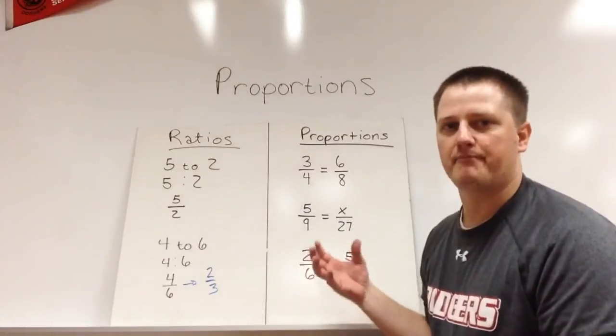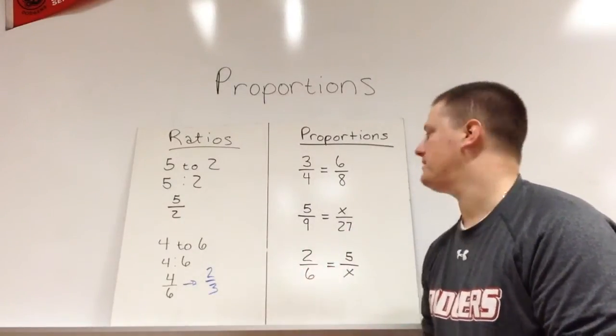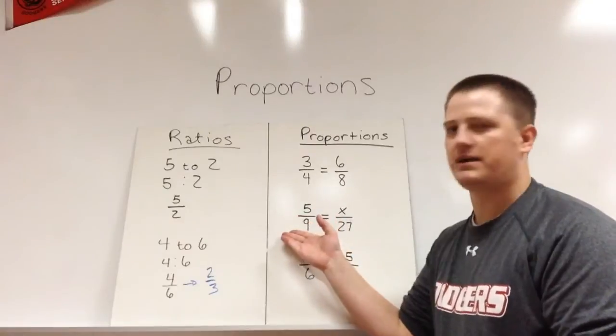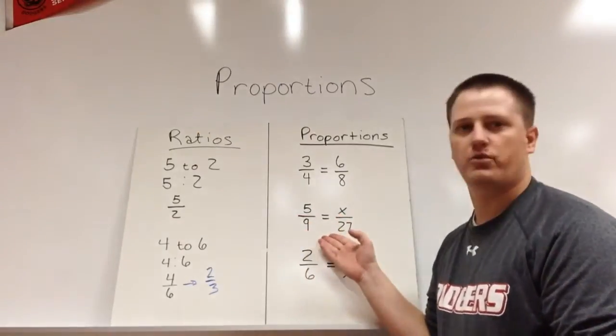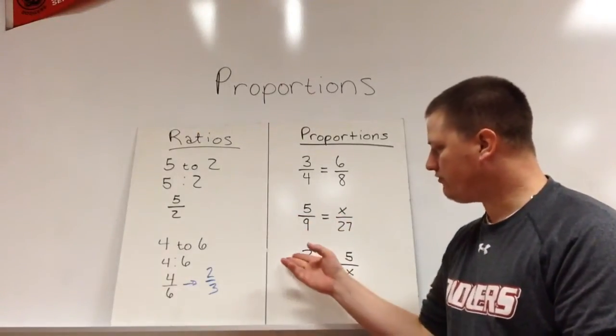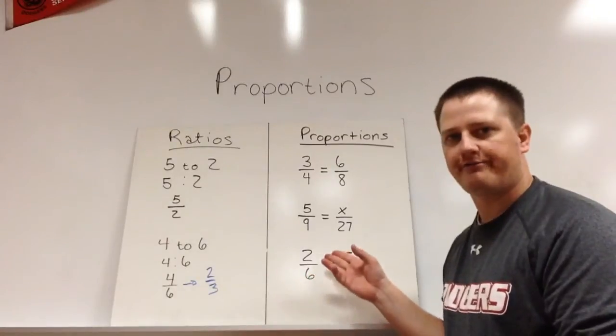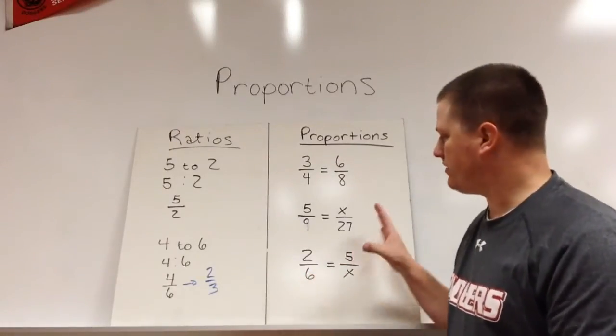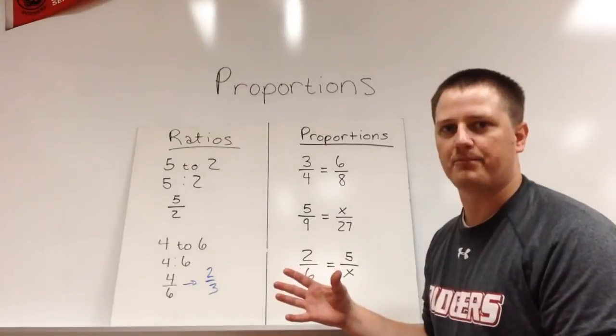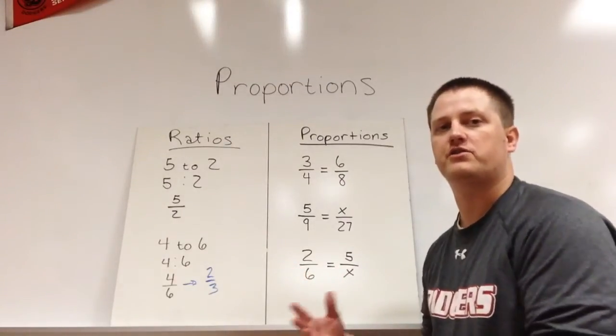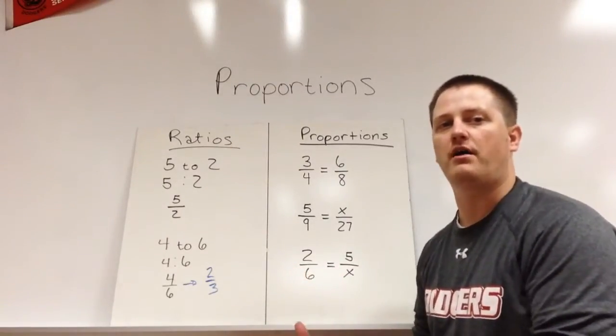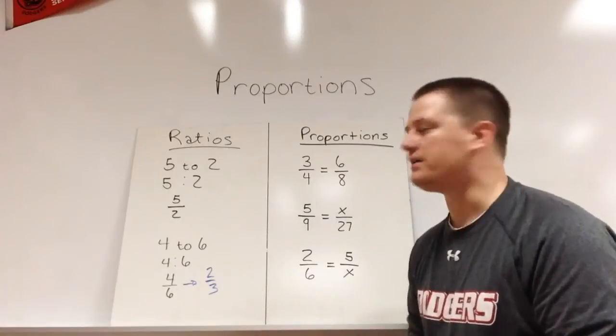Then we can also have missing numbers, which we would then solve for the missing numbers. So in this case, we have 5/9 equals x/27, and 2/6 equals 5/x. So the missing numbers are within these problems, but they're still proportions. These are just proportions that we would then have to solve or find the missing value.